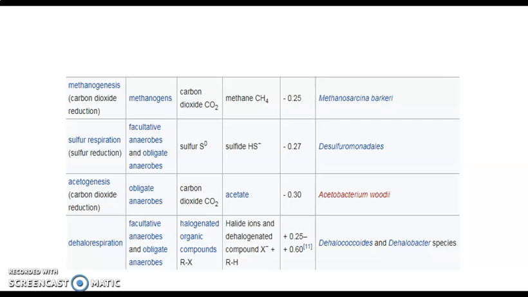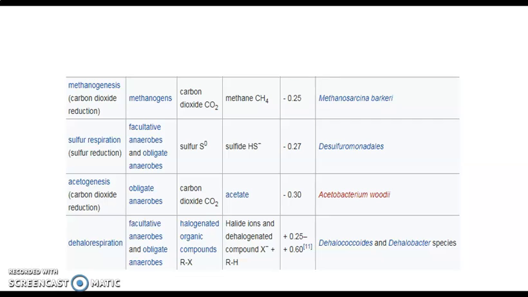The next is methanogens. Methanogenesis means carbon dioxide reduction. Examples of organisms in which carbon dioxide reduction takes place are methanogens. Commonly the substrate is carbon dioxide and the product is methane. Example, Methanosarcina barkeri. Next is sulphur reduction, in facultative anaerobes and obligate anaerobes, where sulphur is converted to hydrogen sulfide, for example by Desulfuromonadales.